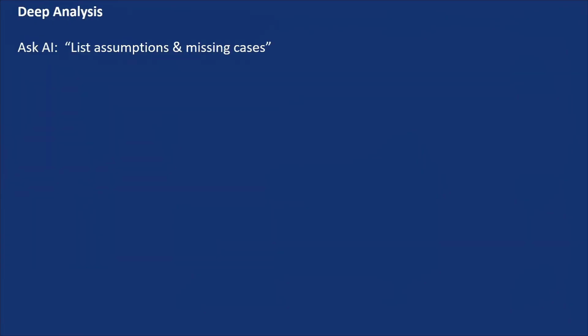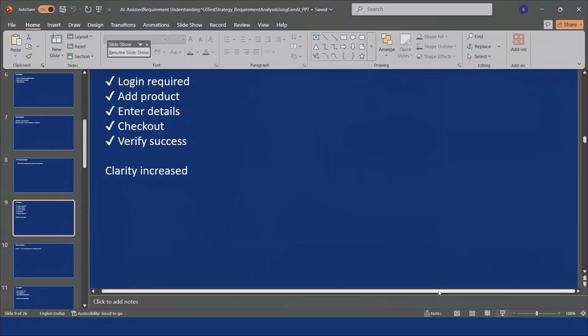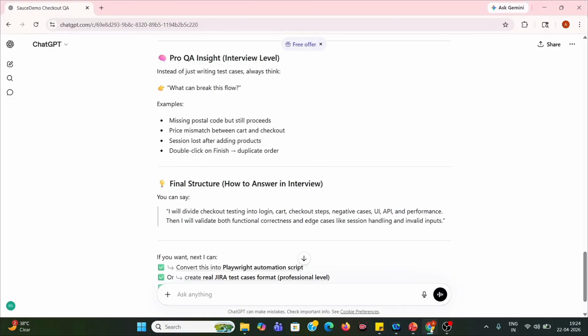Now if I talk about deep analysis, so deep requirement analysis using AI. Let's go deeper. Just ask AI: list assumptions and missing details in this requirement. Okay, so I'm just going to do one thing. I just say list assumptions and missing details in this requirement.